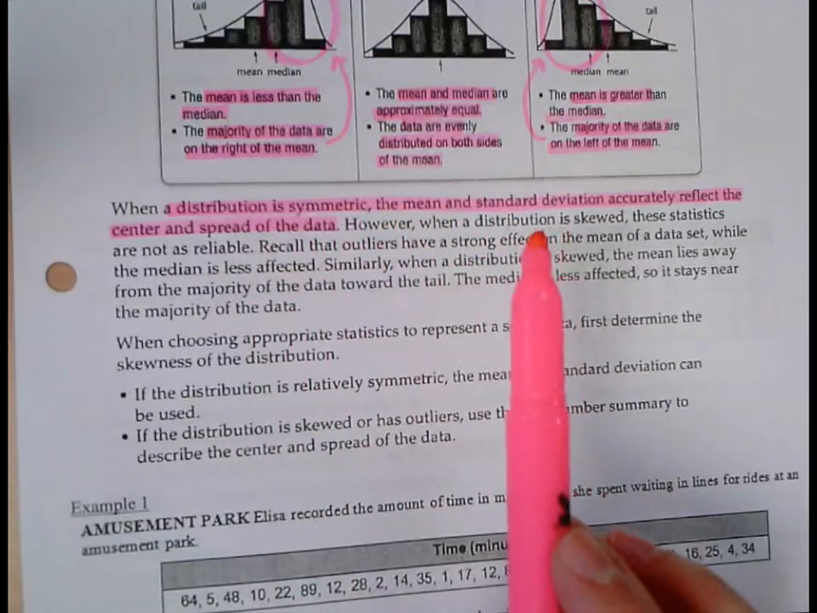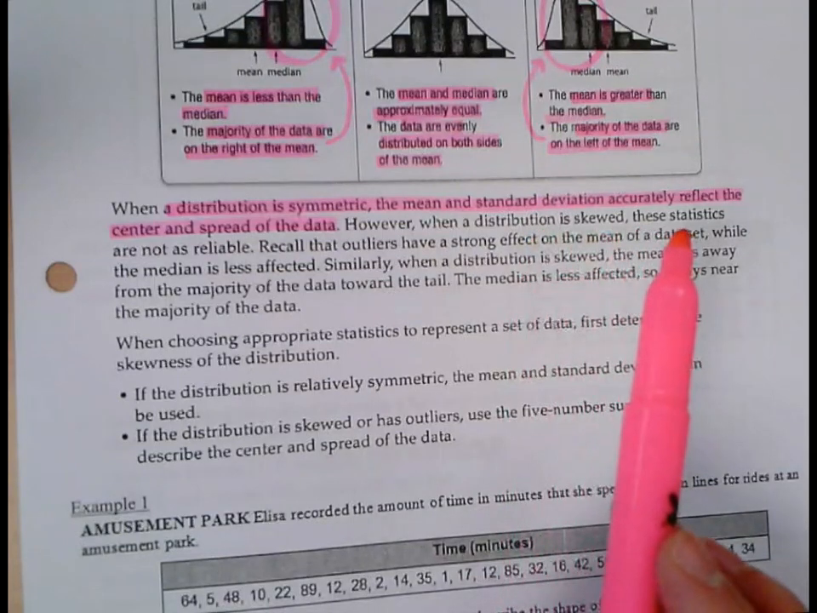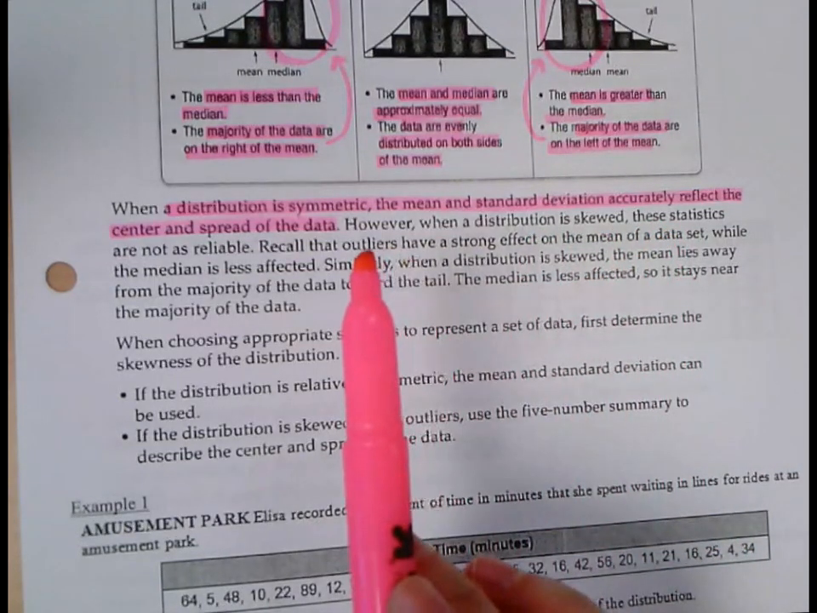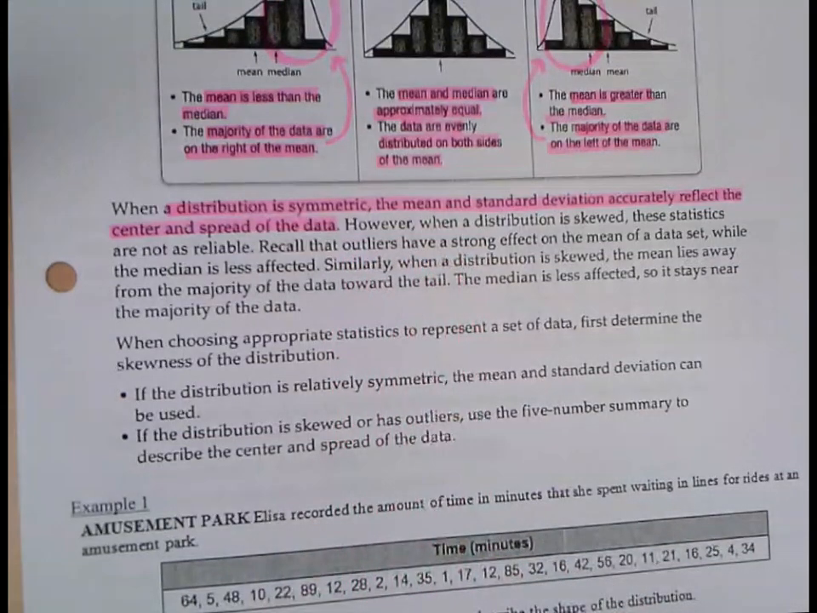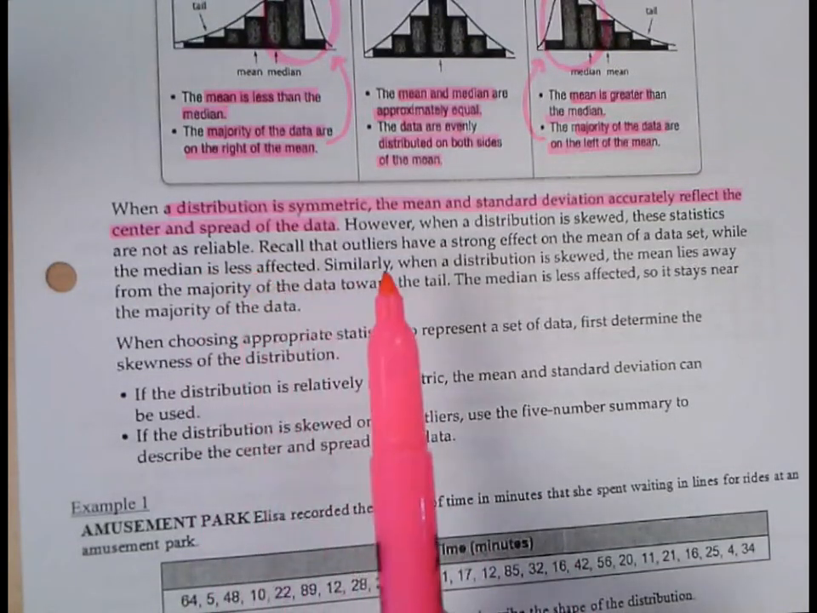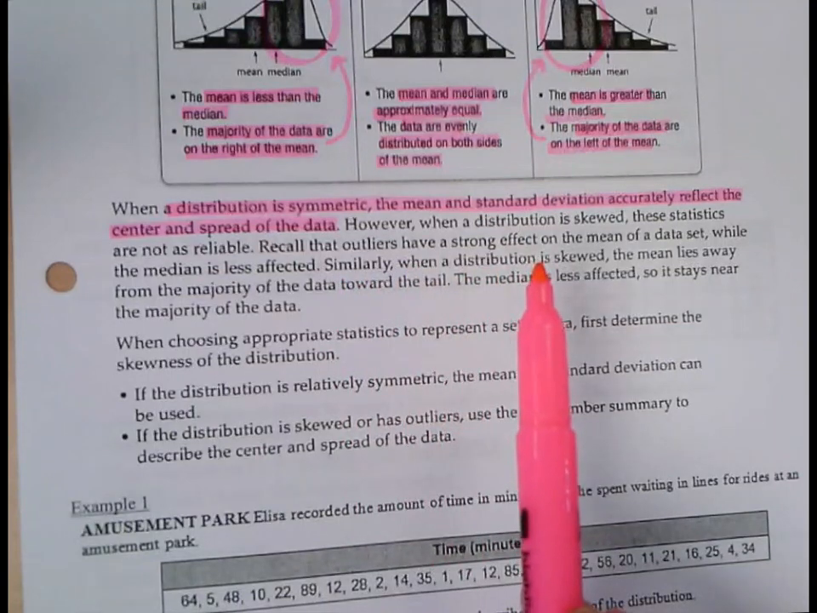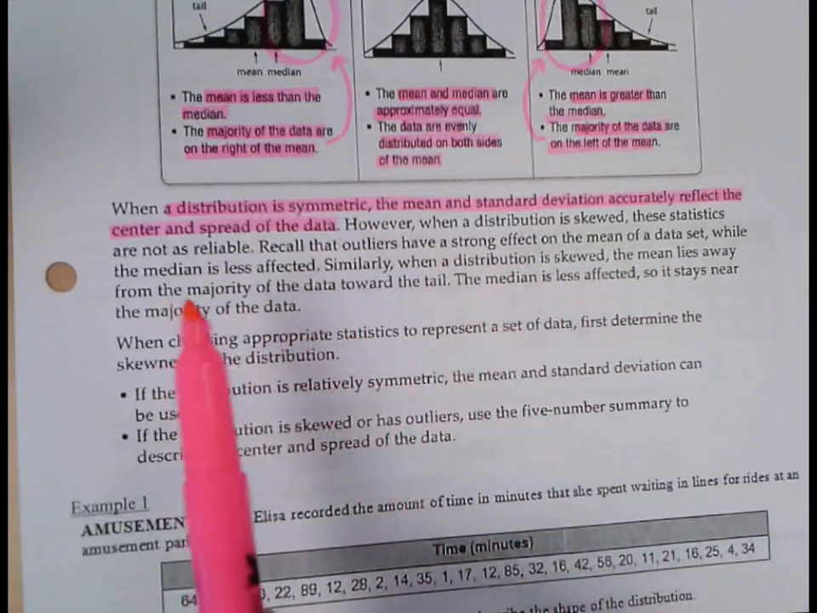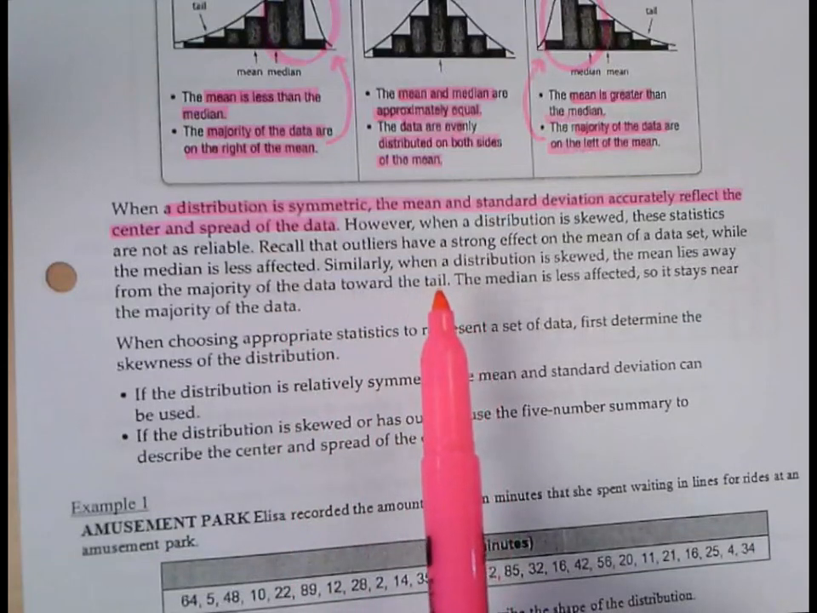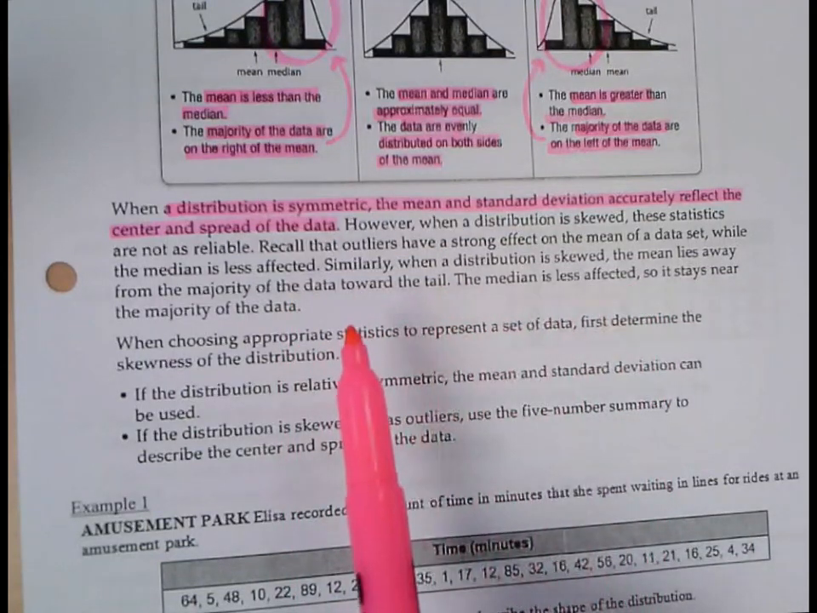However, if the distribution is skewed, those measures or those statistics aren't as reliable because outliers have that strong effect on the mean. Like I said, the mean is being pulled in whatever direction that tail is in, and the median is less affected by this. So when the distribution is skewed, the mean lies away from the majority of the data toward the tail. The median is less affected, so it stays near the majority of the data.